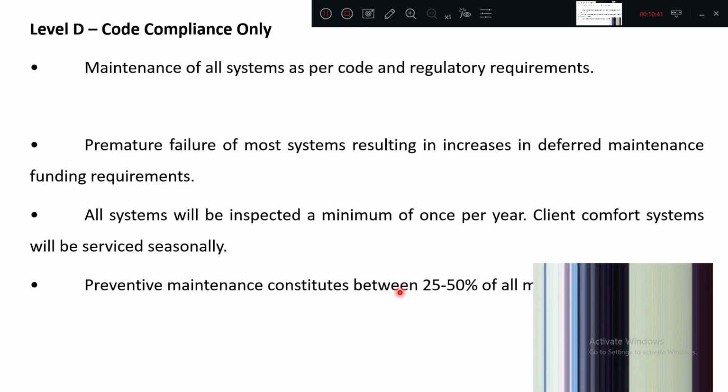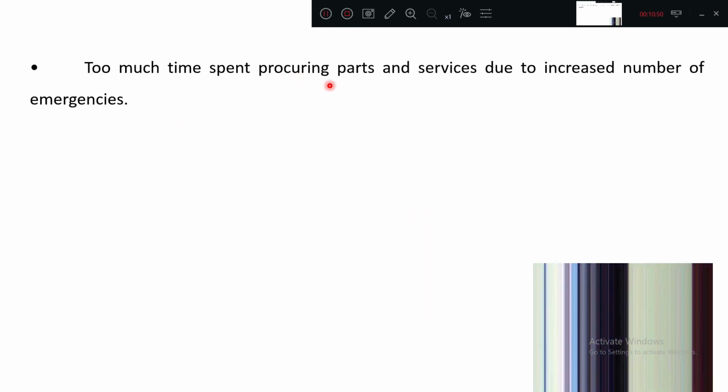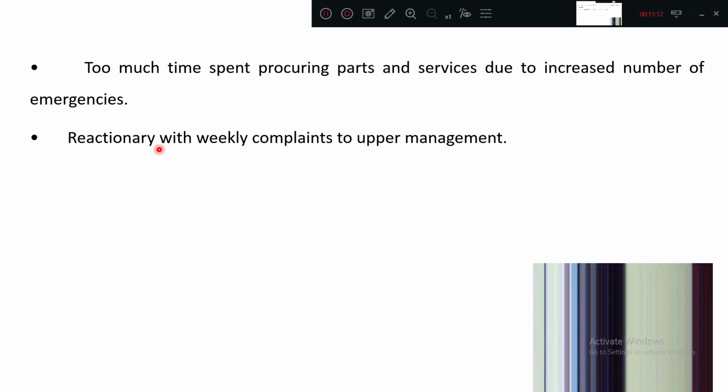Here there is no such thing as a complete preventive maintenance. Only regular breakdown maintenance is done. Too much time is spent on procuring parts and services due to the increased number of emergencies. So as soon as your preventive maintenance is getting lesser and lesser, the failure pattern will increase more and more. So this will lead to purchasing the parts or hiring the services also increasing. So time is spent on that only. Reactionary, with weekly complaints to upper management. Obviously more failures, so there will be a reactive type of system, so it will go to the upper management always.